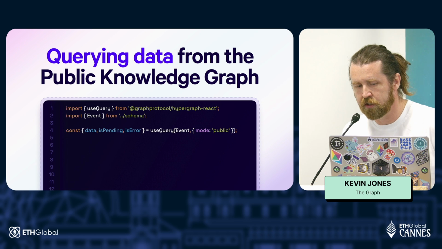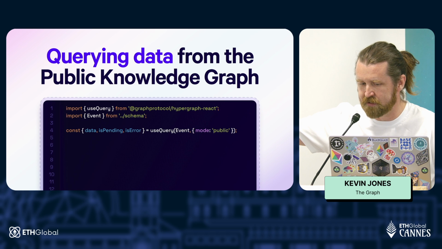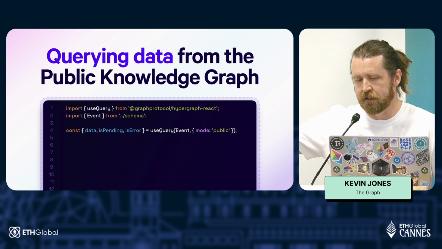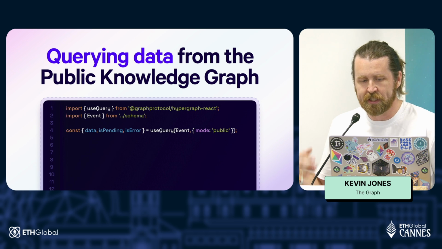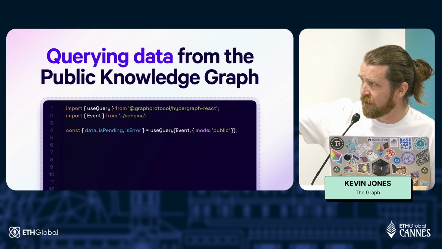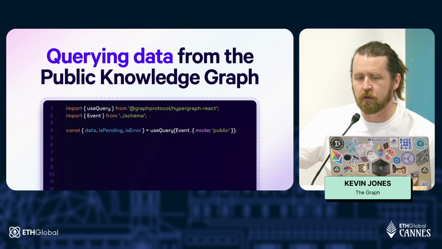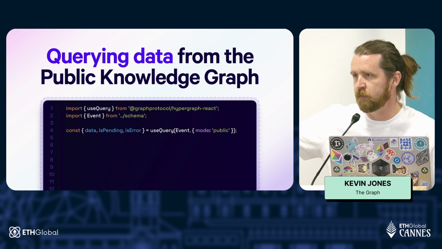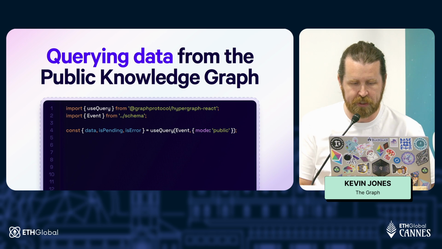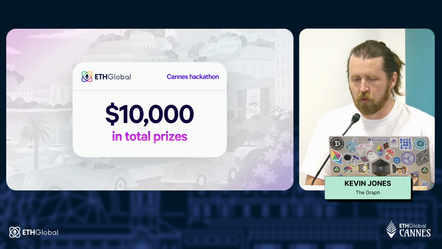And you can also query public data as easily as this. So again, it's the same thing as the private, but in this case, we're saying that it's public, and we can get the data that we care about. We can also get additional objects like whether it is pending, or whether there is an error with the query, and do some interesting stuff with logging or whatever you need there. So let's talk about the prizes.